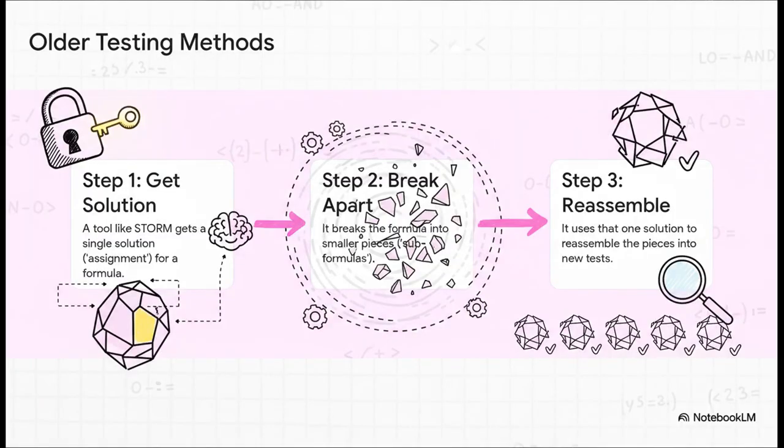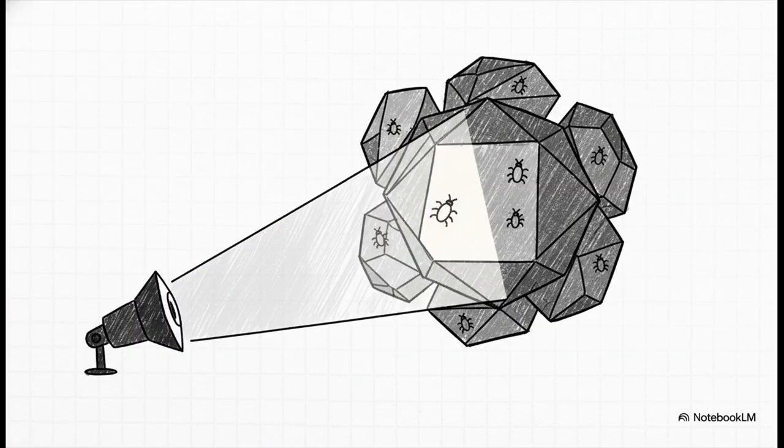So the older testing methods, like a tool called Storm, were pretty clever. What they do is ask a solver for just one possible solution to a complex logic puzzle. Then, as you can see here, they'd break that big puzzle down into smaller pieces. And finally, they'd use that one solution they got as a kind of map to reassemble the pieces into brand new puzzles, creating tests where they already knew the answer.